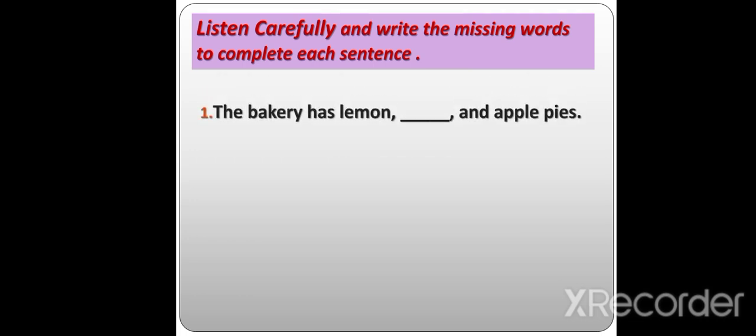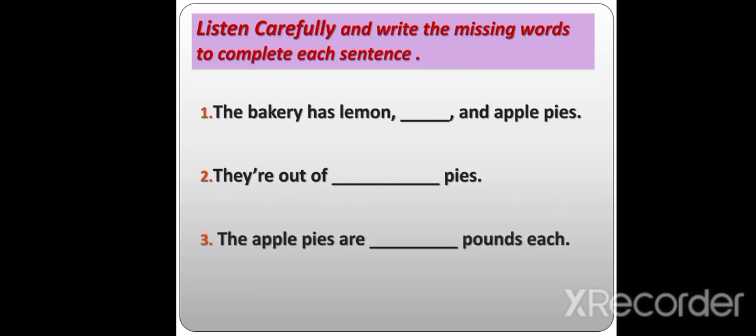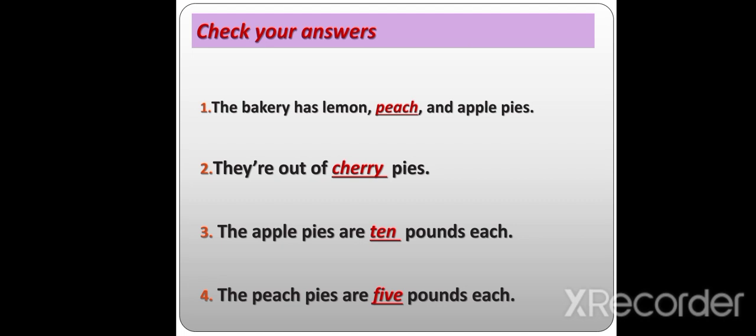Listen carefully and write the missing words. This is the second question in the exam. Listen and complete. The bakery has lemon, peach, and apple pies. They're out of cherry pies. The apple pies are 10 pounds each. The peach pies are 5 pounds each. Now let's check your answers. Peach, cherry, 10, and 5. Excellent.